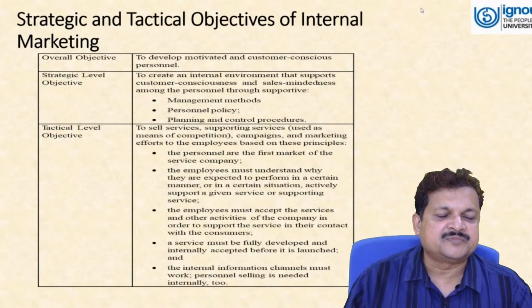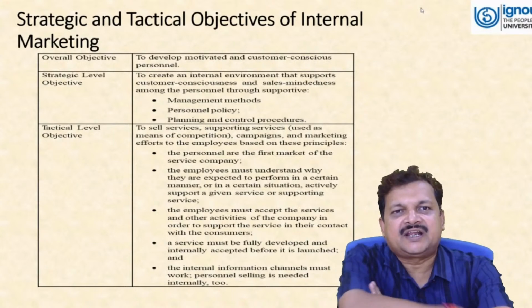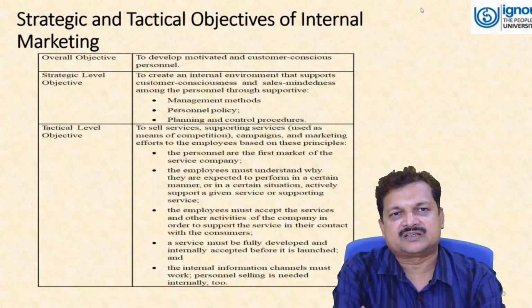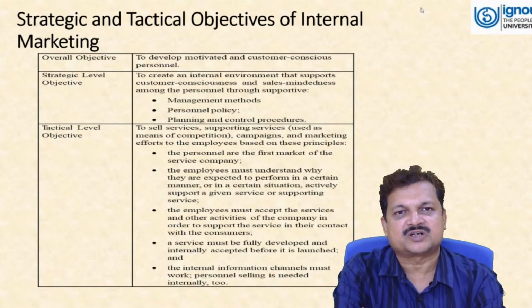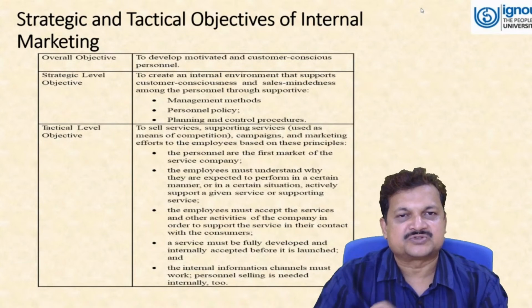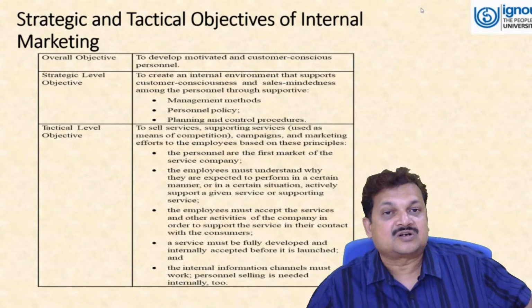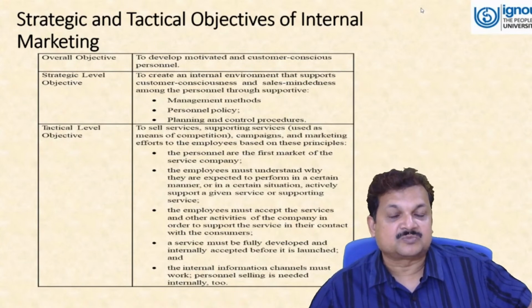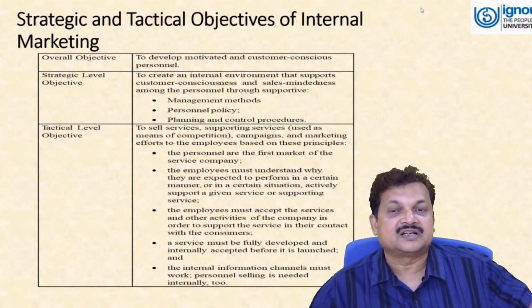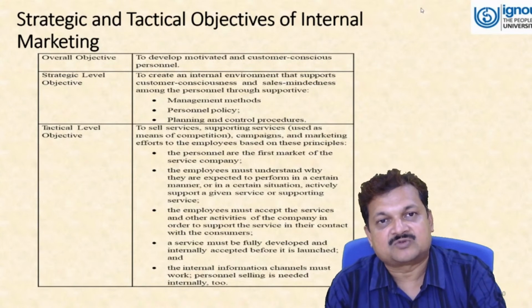Now, the strategic level objective: to create an internal environment that supports customer consciousness and sales-mindedness among the personnel through support systems like management methods, personnel policy, and planning and control procedures. Management methods means the types of practices you are going to follow, personnel policy means the policies in your organization, and planning and control procedures. So how are you going to do that? This is the strategic level, which the top level management has to do.